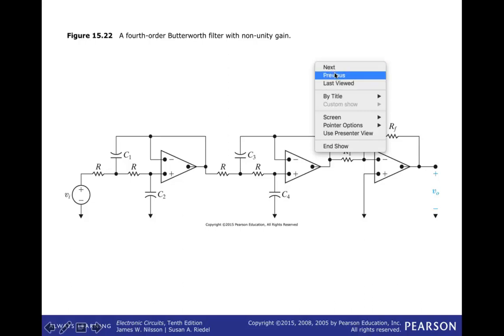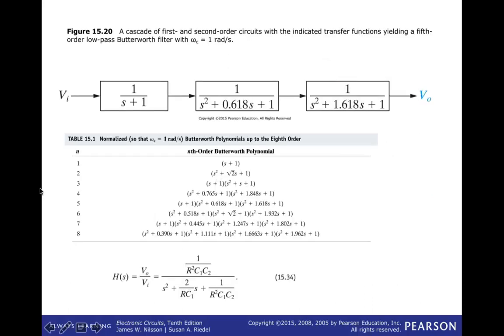Let's go back. Once again, here is our fourth order filter. So then we would be working with 0.765 and 1.848. So the way the fourth order would look like, we would not have this first stage. This stage would contain this number, 0.765, instead of 0.618. And this stage would contain this number, 1.848, instead of 1.618. So that's the design approach on the Butterworth filter.